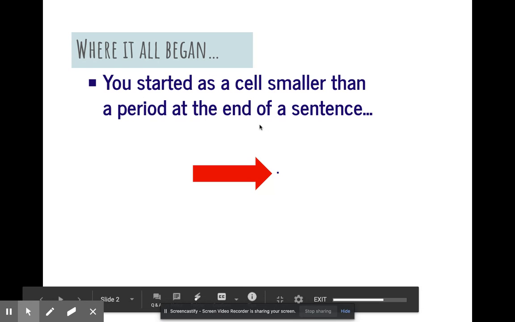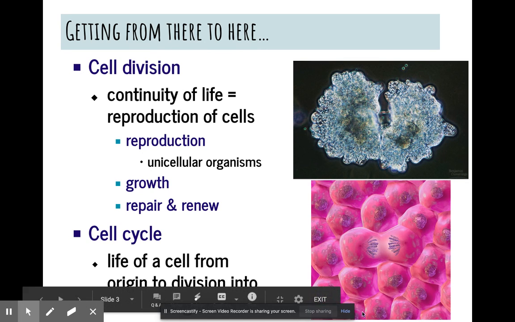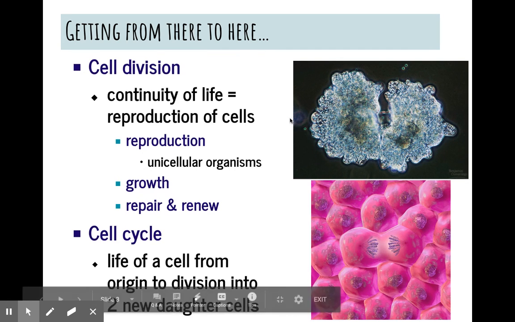So where it all began. You all started as a cell smaller than the period at the end of this sentence. And then over time you grew and developed. That process of growing and developing is known as cell division in terms of your cells growing and developing. It's the continuity of life, meaning that life depends on cell reproduction. Cells must divide for reproduction, such as this single-celled amoeba making a copy of itself, for growth, for repair, and renewal.